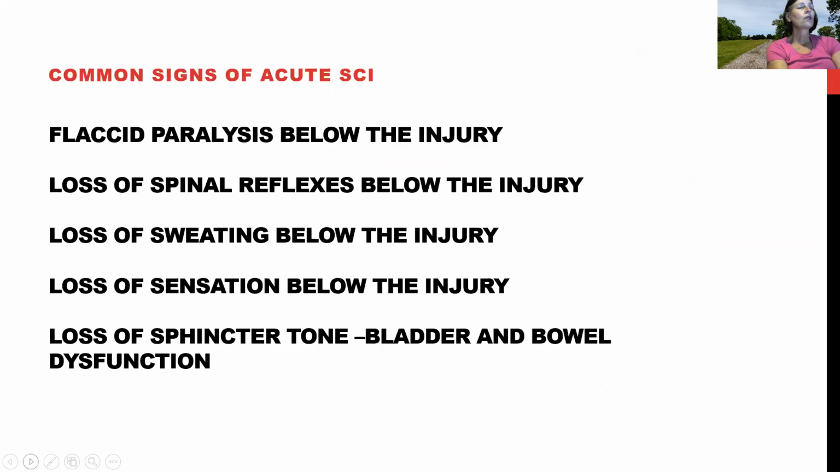So in general, the most common signs of an acute spinal cord injury is flaccid paralysis below the level of injury. Floppy. They aren't tense. They can't hold tone. The muscles are just floppy below the level of injury. Now that's initially, may not be forever. A loss of spinal reflexes below the level of the injury. They cannot sweat any longer below the level of the injury. They cannot feel below the level of the injury, and they do not have sphincter tone for bowel and bladder unless it's a very low spinal injury.